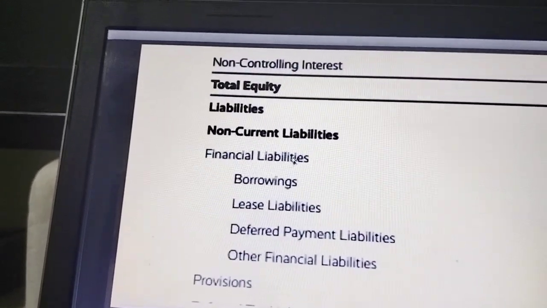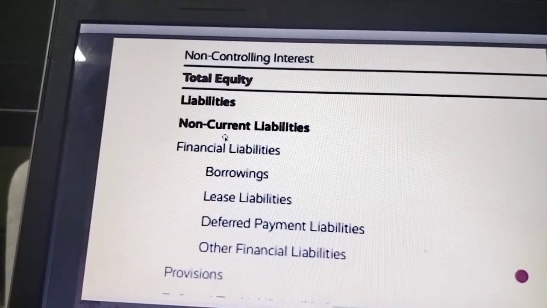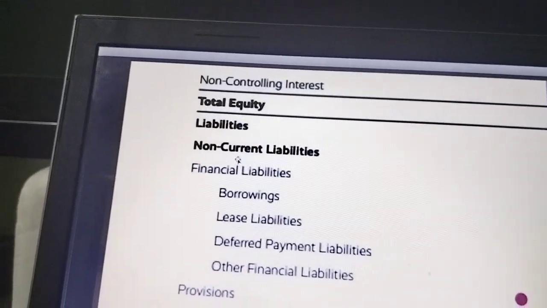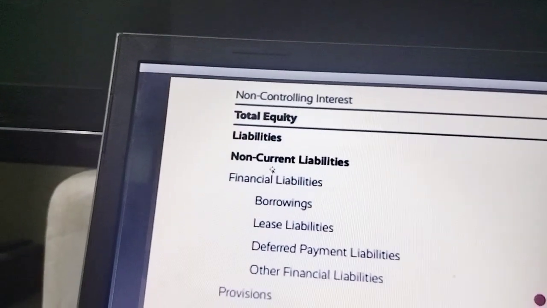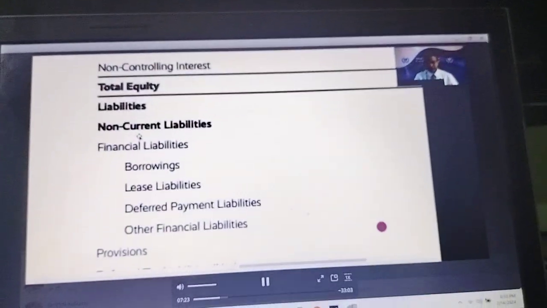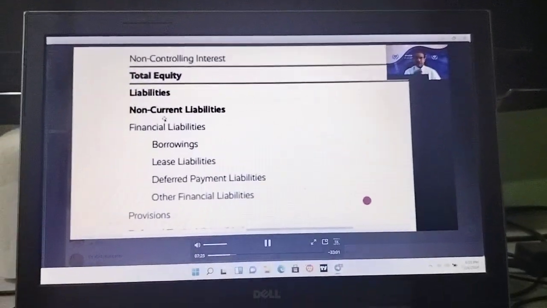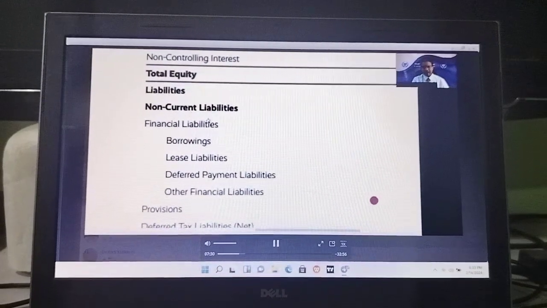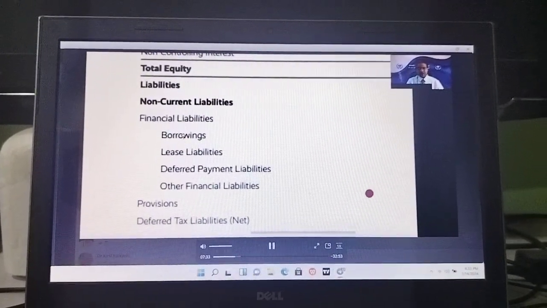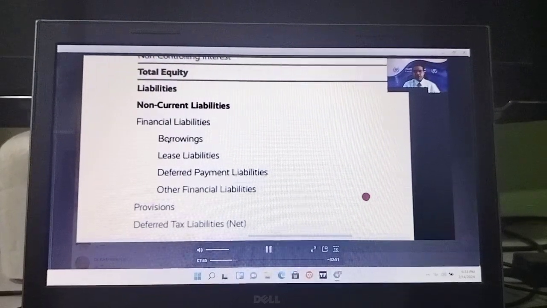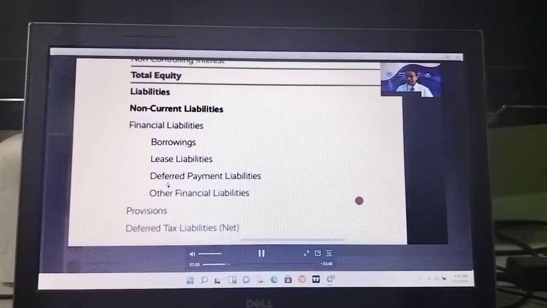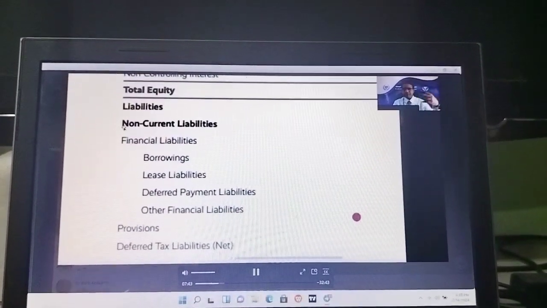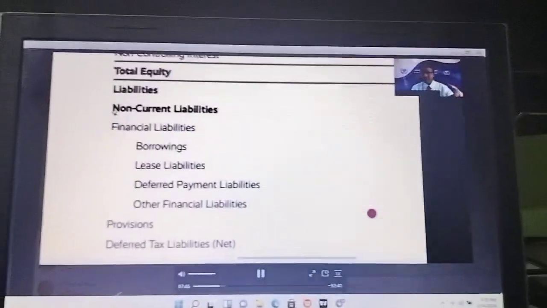Under liability, there are two headings: non-current liability and current liability. Non-current liability is liability spread over more than 1 year. For example, if you take a loan to be paid in 5 years, that will come into long-term borrowing, or liabilities which are usually borrowings and deferred payments. You don't have to go into all this detail. What is required is understanding that non-current liability has to be paid over more than 1 year, 2 years, 3 years, whatever.